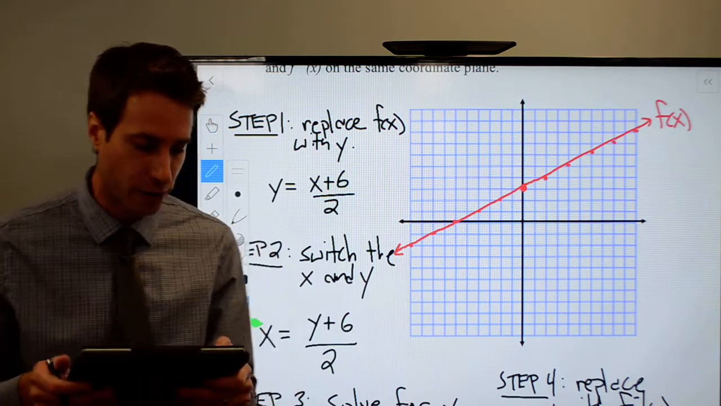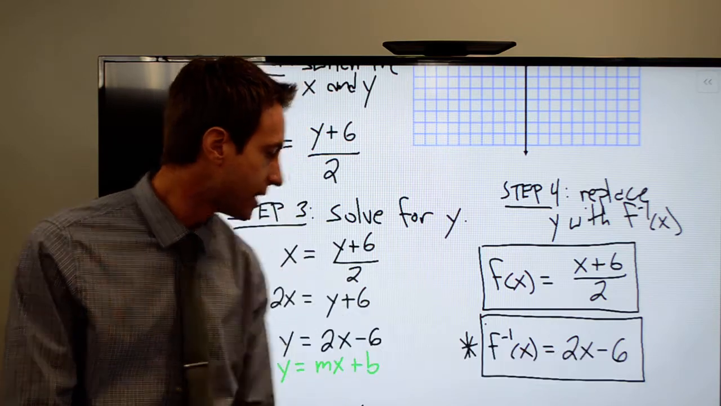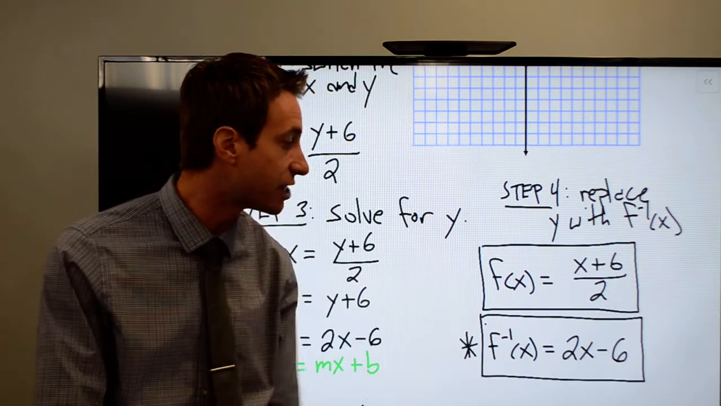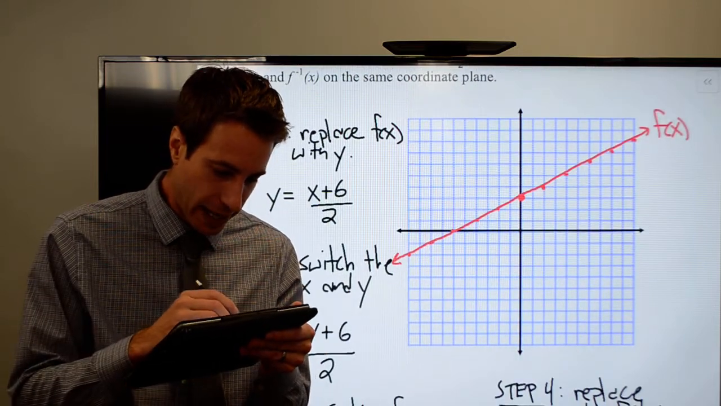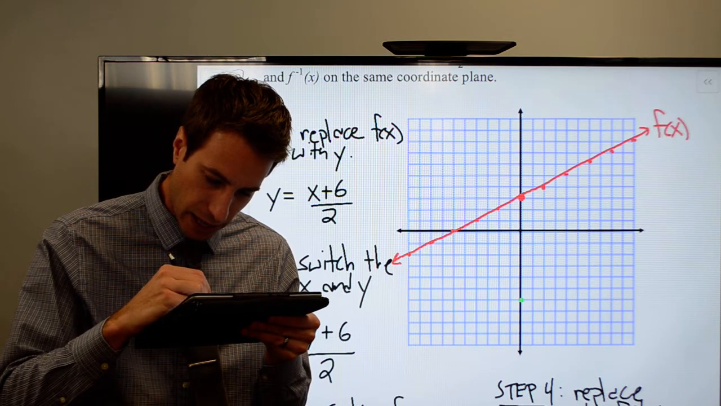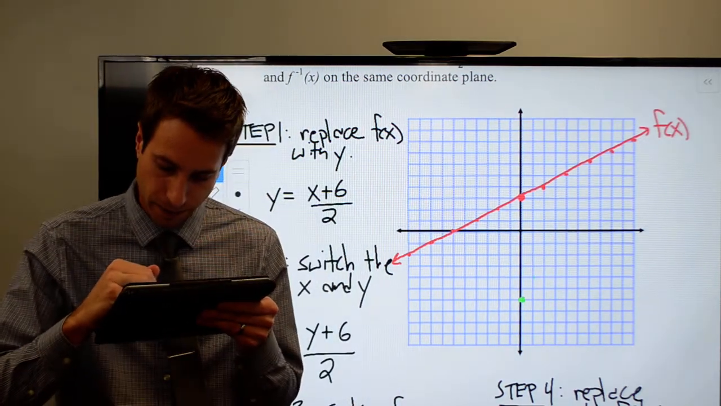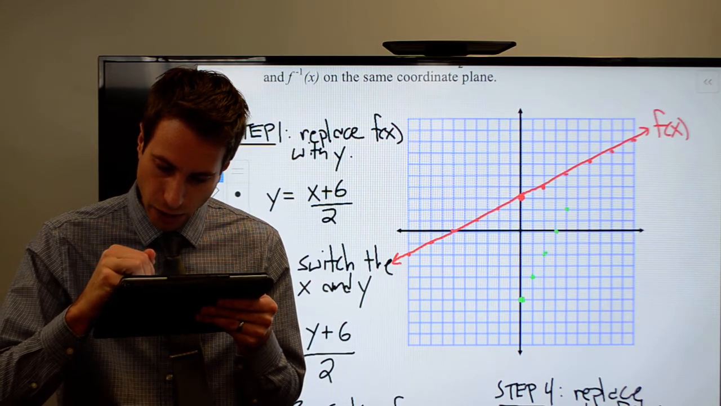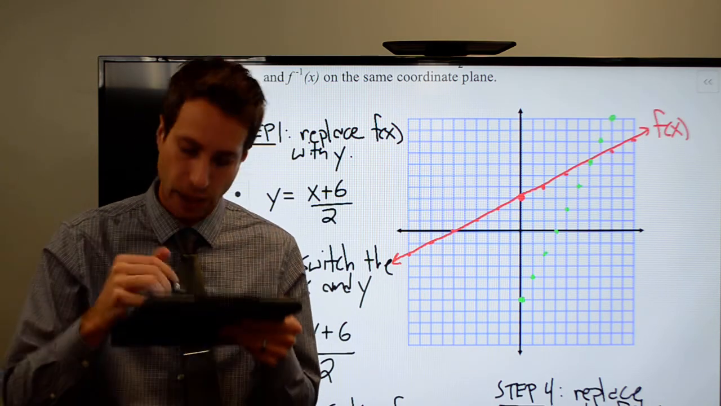So now I need to graph the inverse function that we found. My inverse function is 2x minus 6, which I'm going to graph in green. 2x minus 6, which means my y-intercept is a negative 6. My slope is 2. All right, my y-intercept was a negative 6. 1, 2, 3, 4, 5, 6. There's negative 6. And my slope was 2. So that's up 2 and over 1. If you don't want to go up 2 and over 1, you could just as easily go down 2 and back 1.